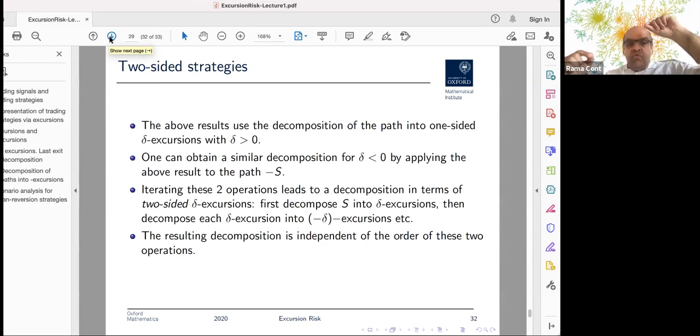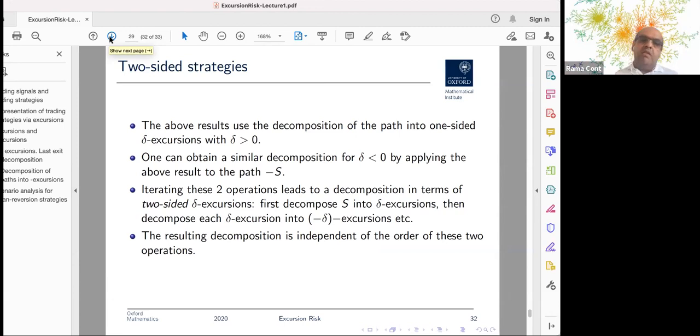So what you need to do is first decompose into delta excursions. Then each delta excursion has two phases, and the first phase can be decomposed into minus delta excursions. So you can go from zero to minus delta, come back to zero, go to minus delta, come back to zero, then go to delta and so on. You have to iterate these two operations. First, you decompose into delta excursions, then for each delta excursion, you decompose the first component into minus delta excursions, and then you concatenate everything back. And then you get the corresponding formulas for the two-sided strategy.